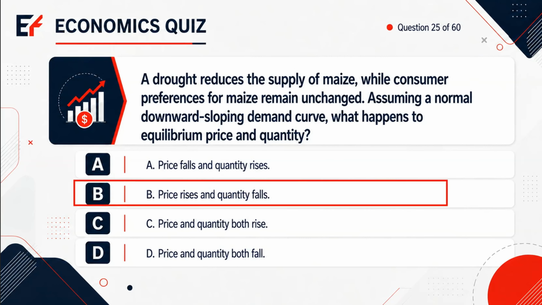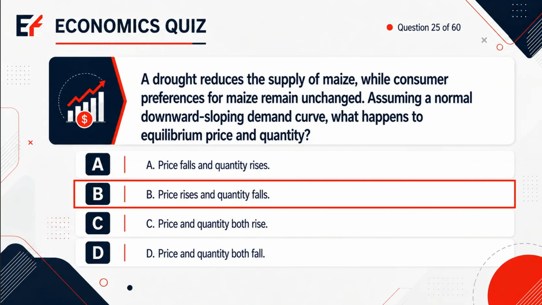Let's trace the supply shift carefully. A drought reduces maize production, so the supply curve shifts left. With less maize available at each price, buyers compete for a smaller quantity, pushing the equilibrium price upward. At the same time, the equilibrium quantity falls because the market now has less maize supplied and purchased. Option B is correct because it captures both effects, higher price and lower quantity. Option A gives the opposite result. Option C would fit an increase in demand, not a fall in supply. Option D gets the quantity right but misses the price increase caused by scarcity. The key rule is this: a decrease in supply raises price and reduces quantity.